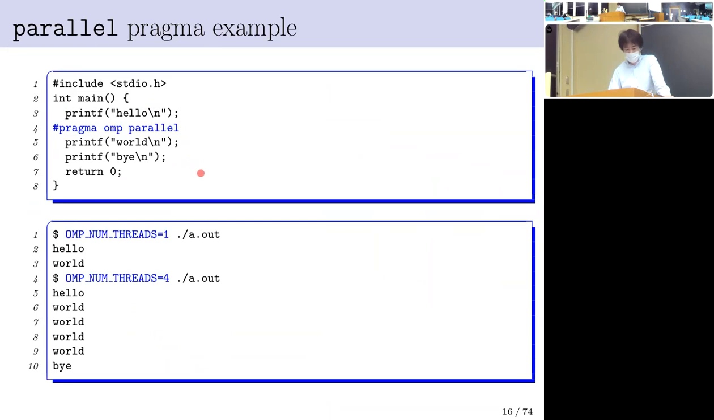Here are some examples. The only thing I need to emphasize here is that this omp parallel affects only the statement that comes right after it. In this case, printf word is the only statement affected by this parallel. So if you specify, let's say, OMP_NUM_THREADS equal 4, this word is executed 4 times, because this line number 5 is the only statement executed by each of these 4 threads. So hello and bye is printed only once, no matter how many threads you create.